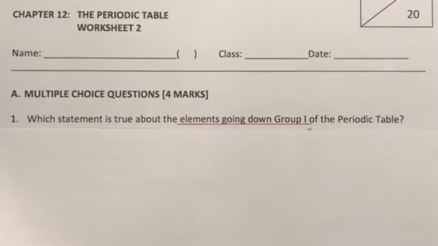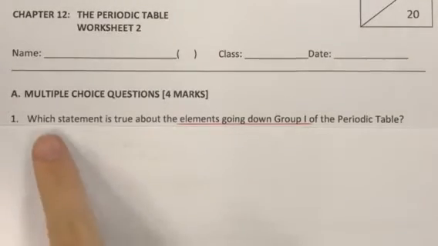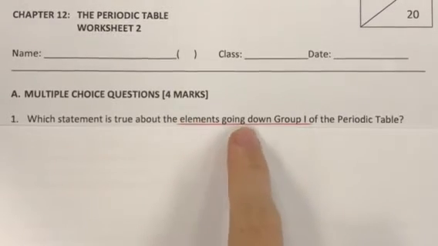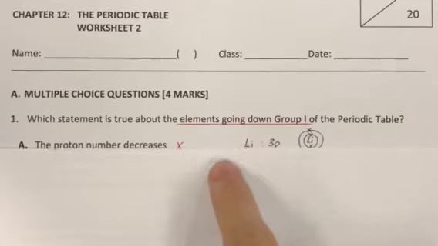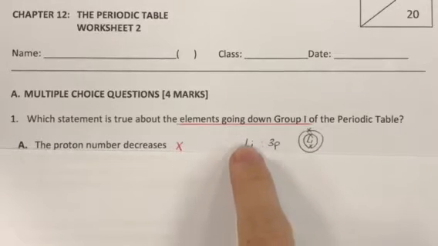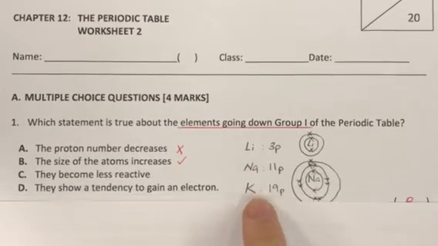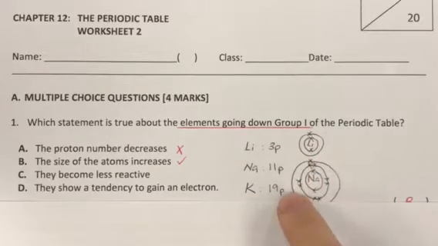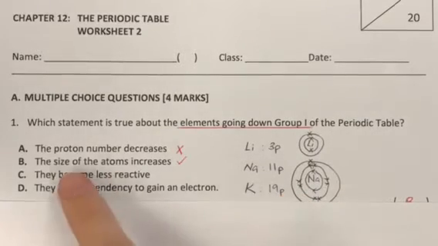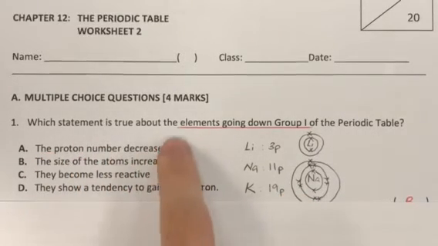Periodic table worksheet 2. This question says, which statement is true about the elements going down group 1? When we go down group 1, we will see that we have lithium, sodium, and potassium. Lithium has 3 protons, sodium has 11 protons, and potassium has 19 protons. So the proton number decreases is wrong.